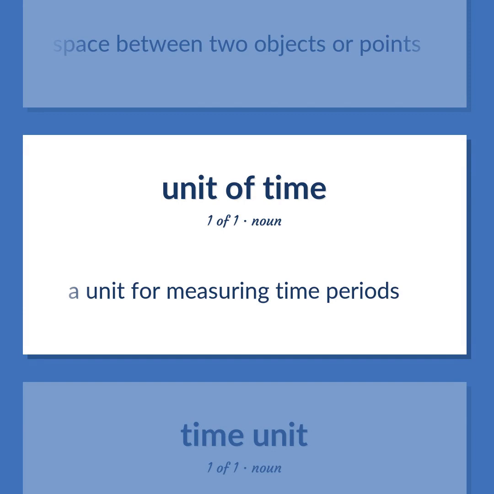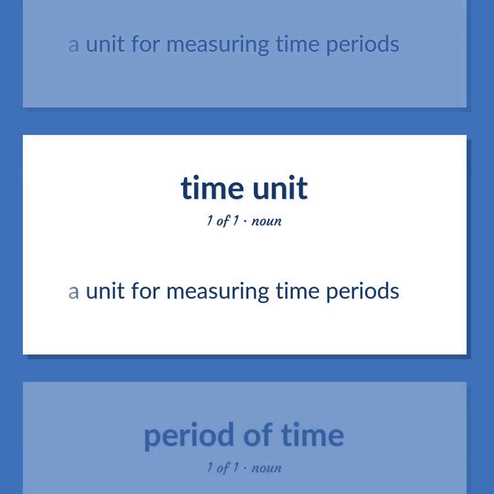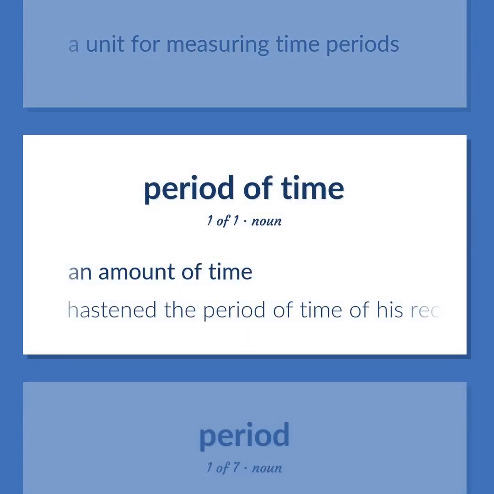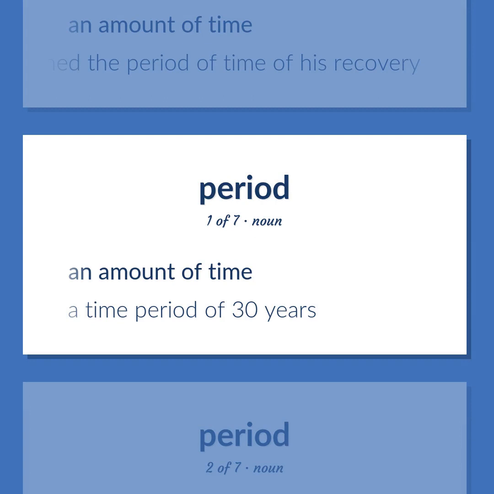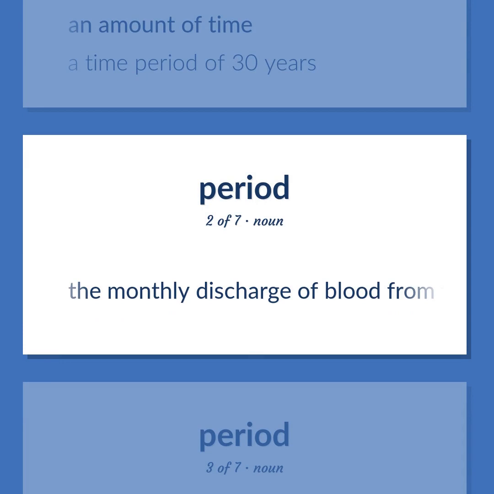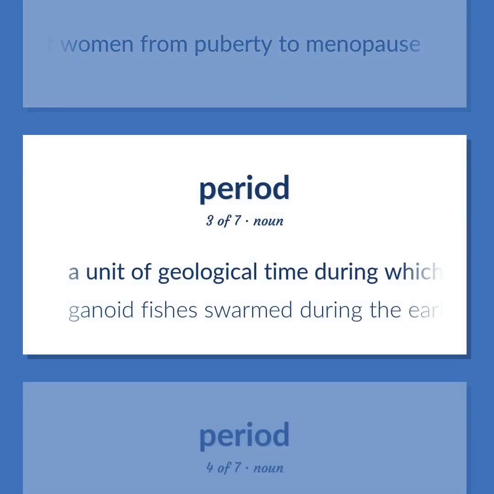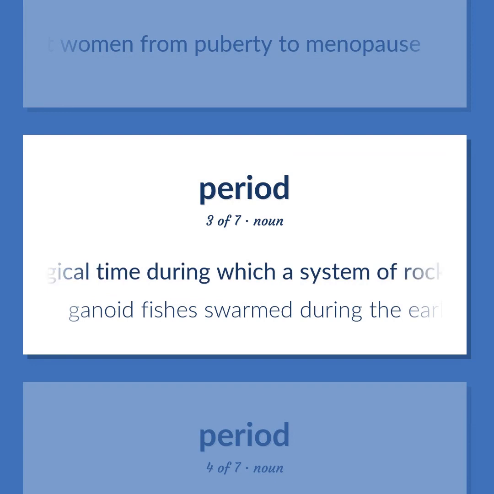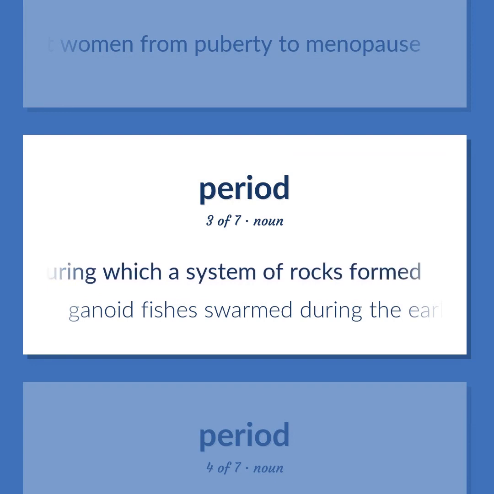Period. A unit for measuring time periods. An amount of time. Hastened the period of time of his recovery. An amount of time. A time period of 30 years. The monthly discharge of blood from the uterus of non-pregnant women from puberty to menopause. A unit of geological time during which a system of rocks formed. Ganoid fishes swarmed during the earlier geological periods.